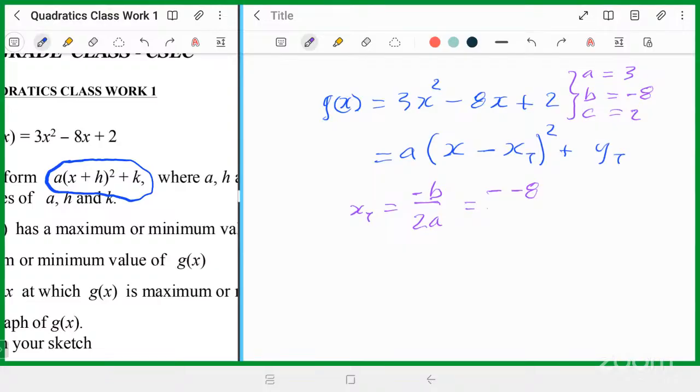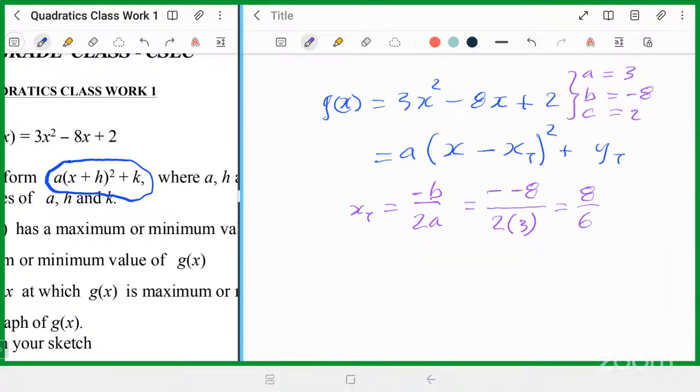And then I'm dividing this by 2 times a. That's 2 times this a value up here is a 3. So therefore I'm dividing this by 2 times 3. All I'm doing, I'm working out the value that is to come here in the vertex form. Alright? Now this becomes a positive 8 divided by 2 times 3 is 6.